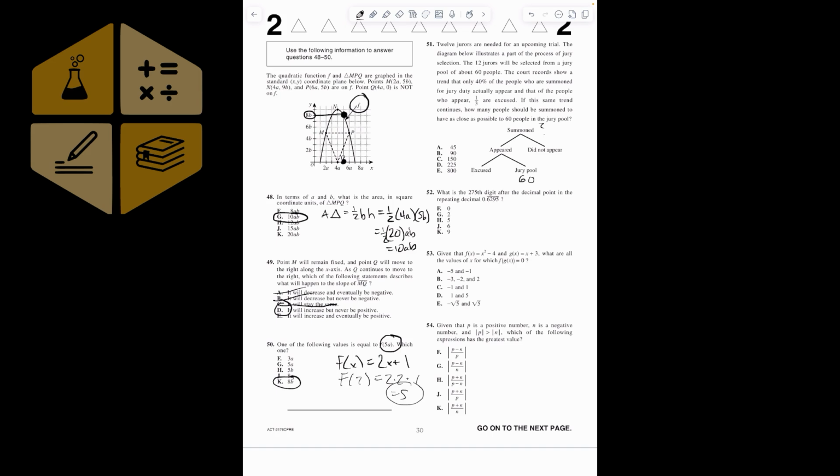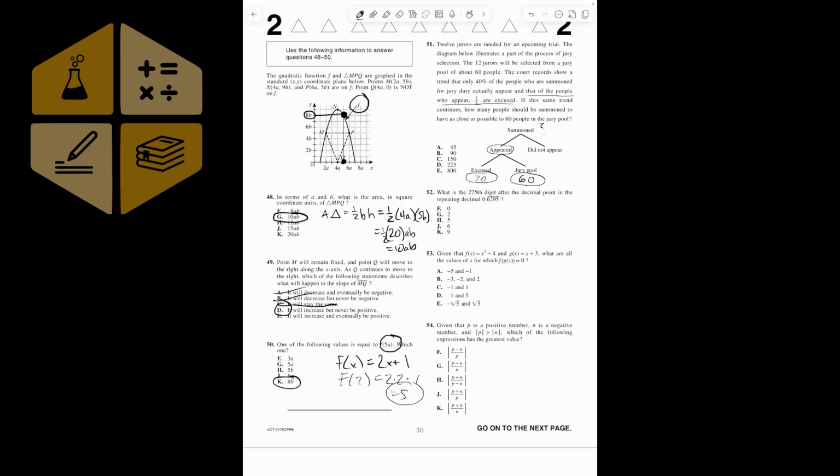Okay, let's look first at if we can get to this number right here, the appeared number, and then go from appeared to summoned. So this says, where is it? Right here, that of the people who appear, 1/3 are excused. So if 2/3 are in the jury pool and 1/3 are excused, that means that there's 30 people who are excused.